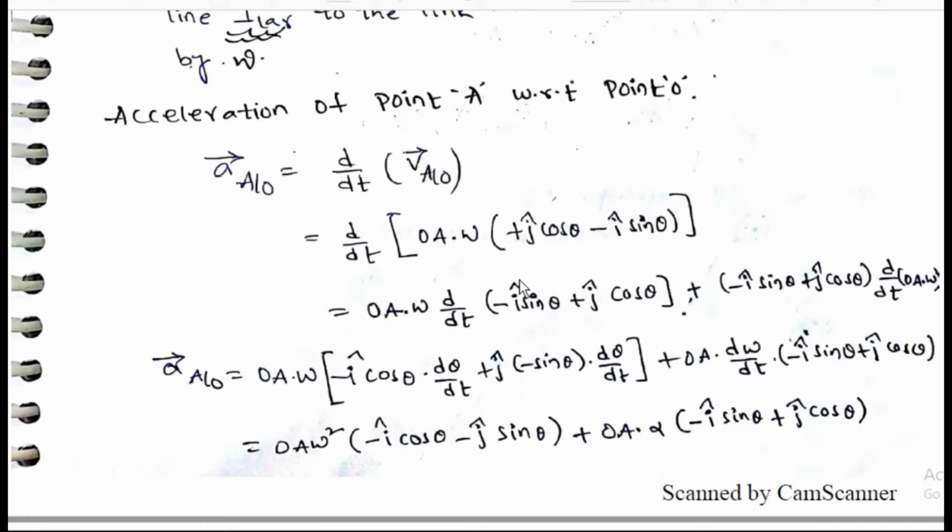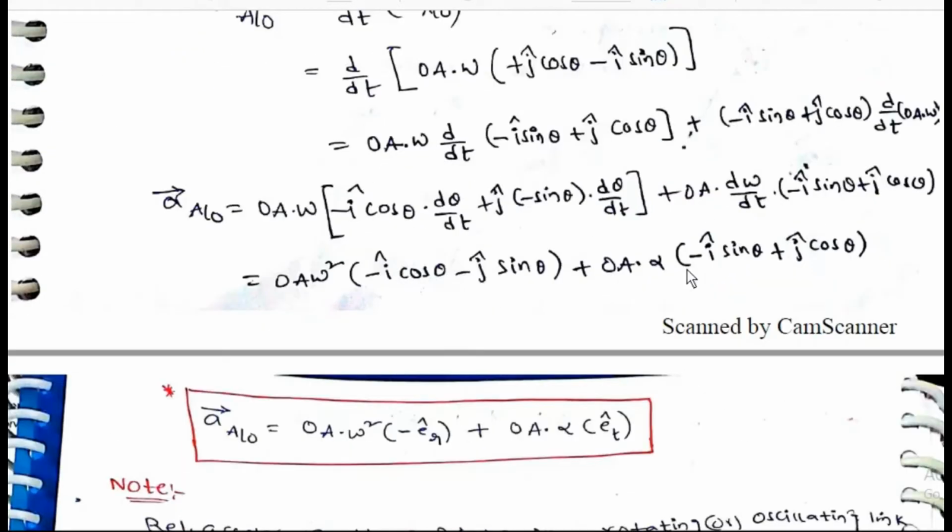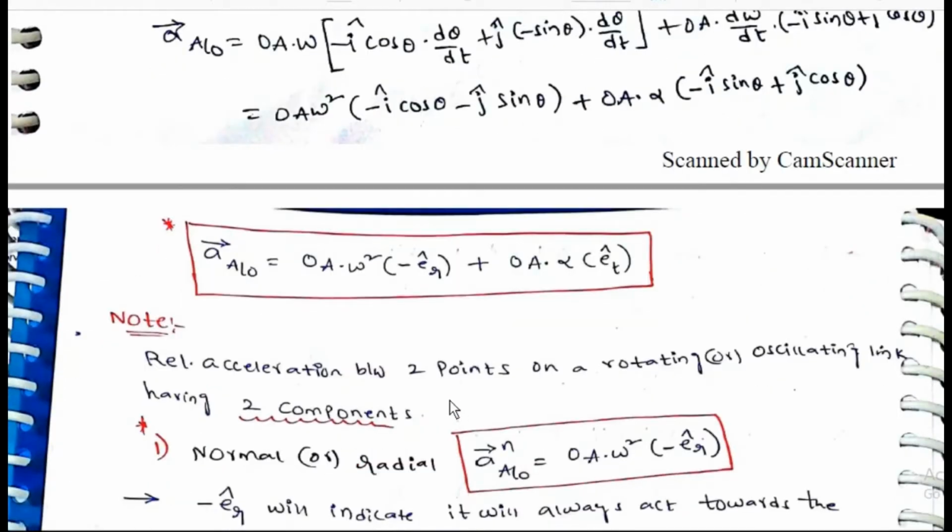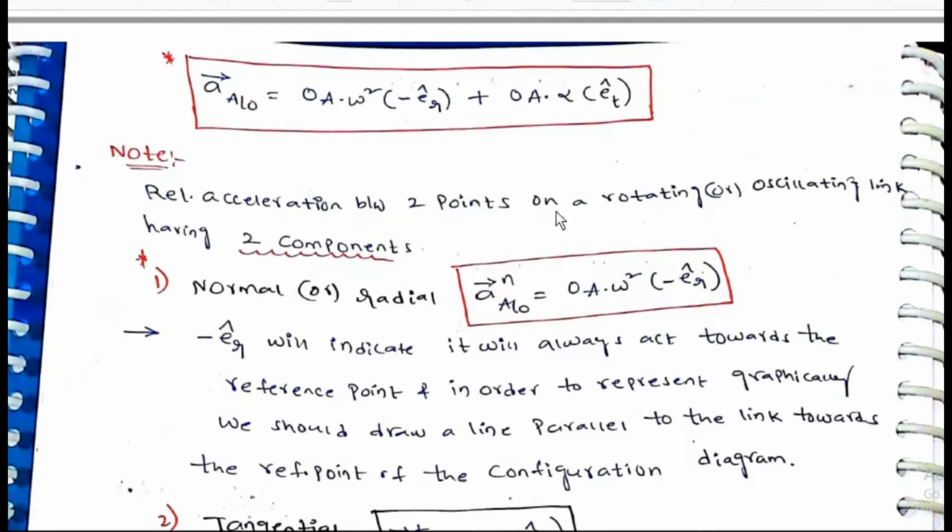D theta by dt we can write as omega, and d omega by dt we can write as alpha, which is angular acceleration. Finally we get the expression: A bar A by O is equal to OA omega square times minus ER cap, plus OA alpha ET cap. Relative acceleration between 2 points on a rotating or oscillating link has two components: a normal or radial component and a tangential component.